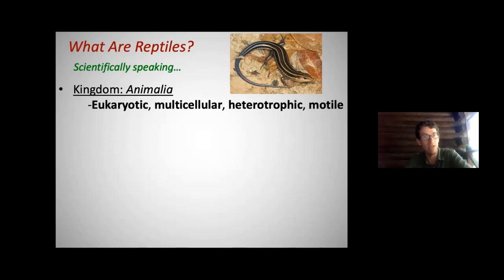So that's a little bit nerdy, and I know it goes back in evolutionary history, but that's kind of what defines what makes animals animals. So we're going to kind of start from the beginning. So they're eukaryotic cells, multicellular, and heterotrophic.